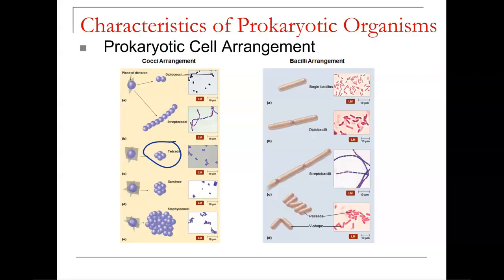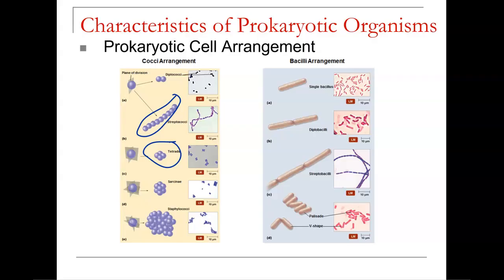So looking here at these tetrads, notice that they are cocci, but they're going to be put together in clusters of 4. Next, we're going to look at streptococci. Strep means that it's going to be in a chain. So if you go to the doctor and you have a strep infection, that means your bacteria are going to be in a chain. So if it's a streptococcus bacteria, it is going to be a chain of cocci.